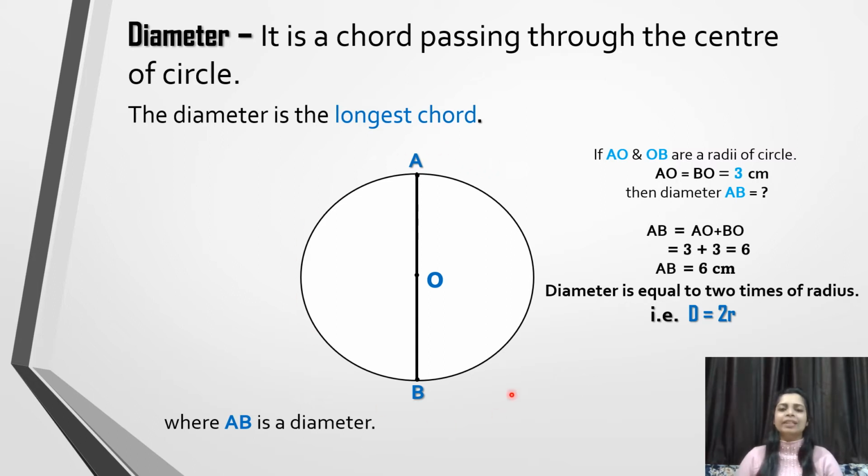Now look at this picture. In this figure, O is the center, AO and OB are radii and AB is a diameter. The lengths of AO and OB are 3 centimeters. Then what is the length of AB? It is nothing but the addition of 2 radii. That would be 6 centimeters. From this, we can conclude that diameter is equal to 2 times the radius.